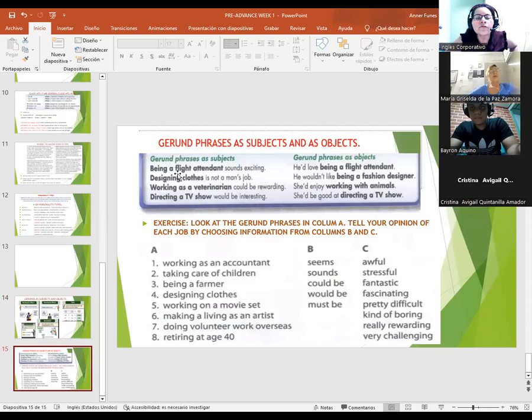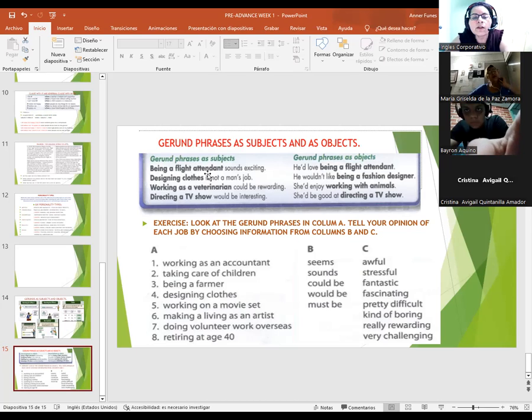Let me see. Here we have gerund phrases as subjects and gerund phrases as objects. First one. First we have the gerund phrases as subject. Being a flight attendant sounds exciting. Being a flight attendant sounds exciting. What is the meaning of this sentence? What is the meaning? Ser un asistente de vuelo.